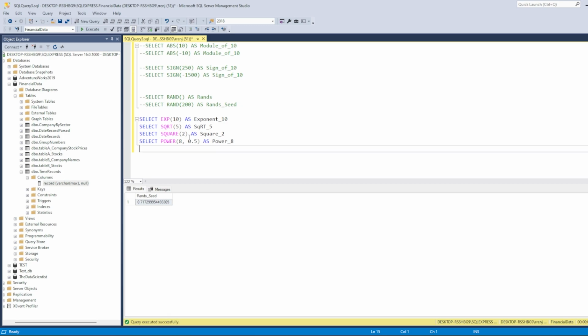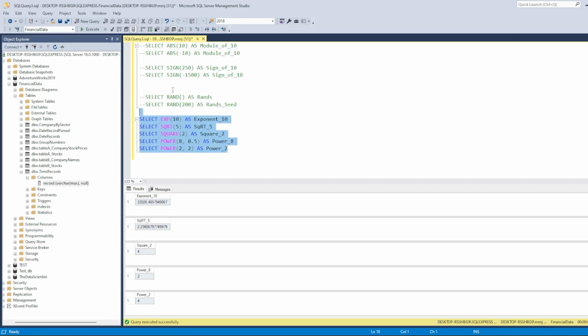Then let me give one more example. Select, let me just copy this, power of 2, which is again, let me pass it as 2. Let me run this now. So the exponent of 10 will give you 22,026. Then we have square root of 5, which is 2.23. Then we have square of 2, which is 4. Then we have power of 8 to 0.5, which is 2.83, of course. And then we have power of 2 raised to 2, which is again 4.